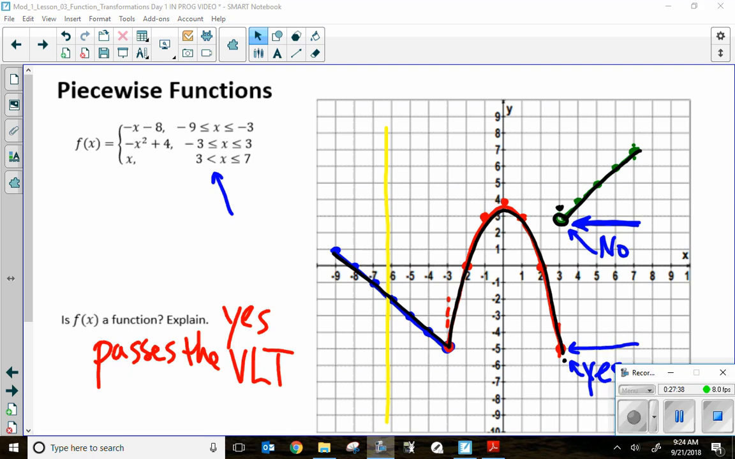So there you go. We are done with Unit 1, Lesson 3. Thank goodness. Oh, graphing is just so much. I like just plugging in numbers and calculating. I don't like graphing. I mean, I do, but it's a different type of math.